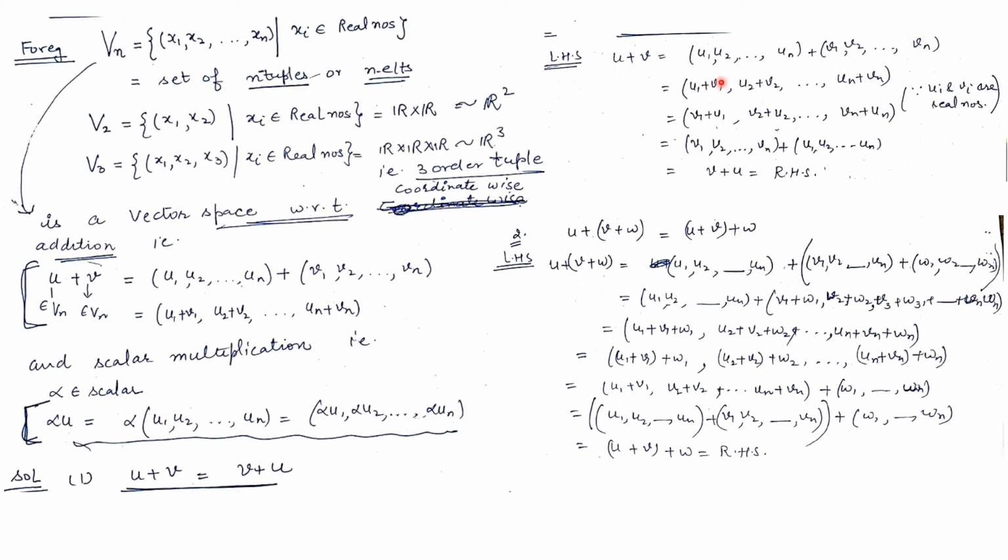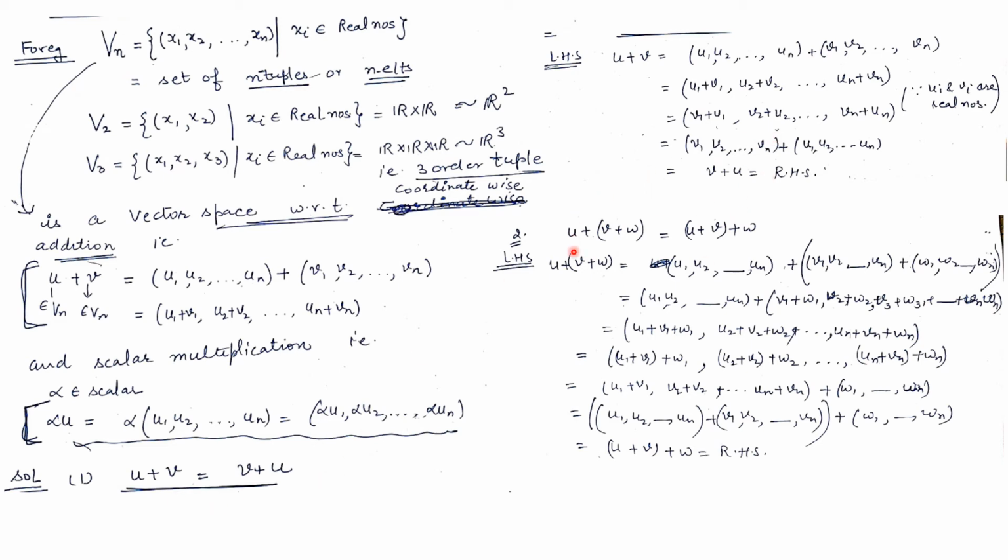All these numbers are real numbers, and we know that whether you add u1 to v1 or v1 to u1, both these numbers are the same in case of real numbers. So we can write u1 plus v1 as v1 plus u1. Similarly, u2 plus v2 as v2 plus u2, and so on. And also we can separate this because it is defined like this. Now this is nothing but your v, this is nothing but your u, this is your right hand side. You have to show that u plus v is v plus u. So with respect to addition, Vn satisfies the commutative property.